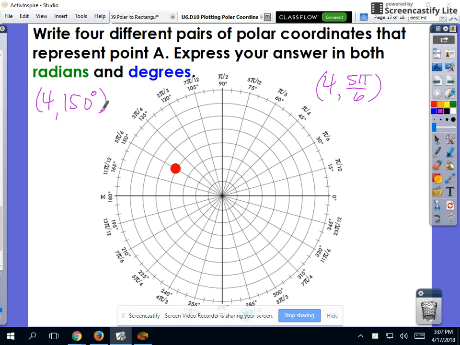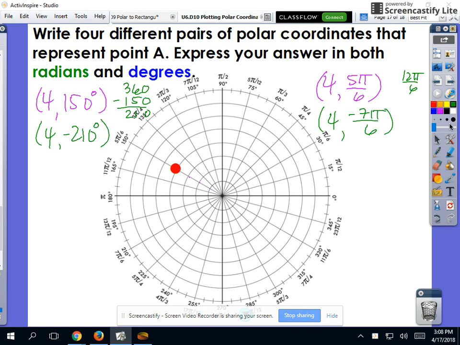Okay, let's try another one. I guess we have to subtract 2 pi or 360. So 4, if we subtract 2 pi, remember that's going to be 12 pi over 6, is the same. So if we subtract that, we get negative 7 pi over 6. Over here, if we subtract 360 minus 150, it's going to give us 210. So we have 4, negative 210.